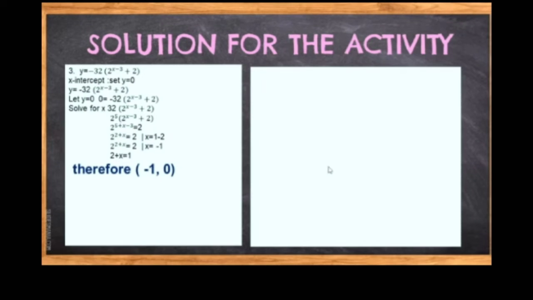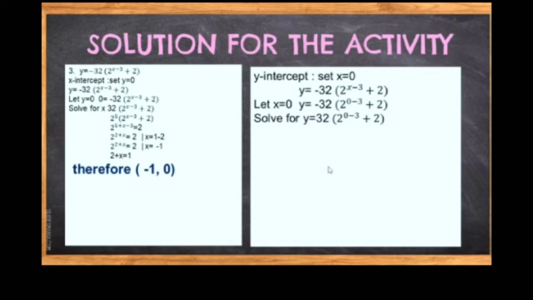For the y-intercept, we just need to set x equal to 0. Then solve for y. y is equal to negative 32 times 2 raised to 0 minus 3 plus 2.